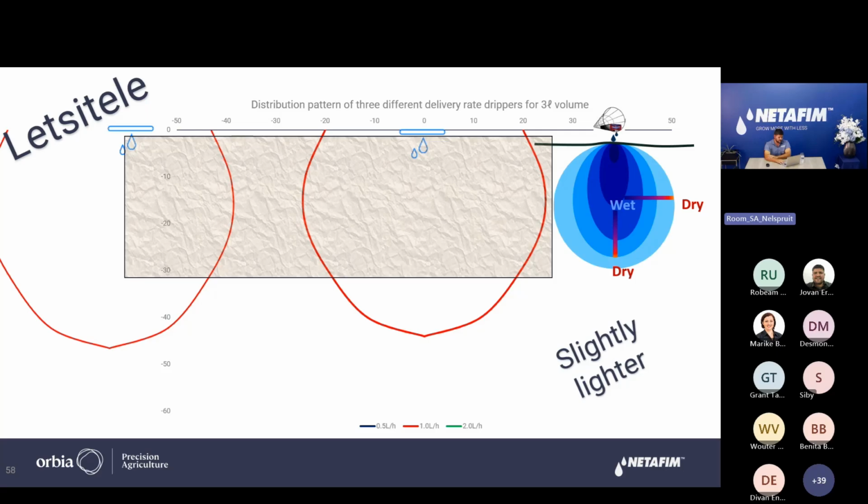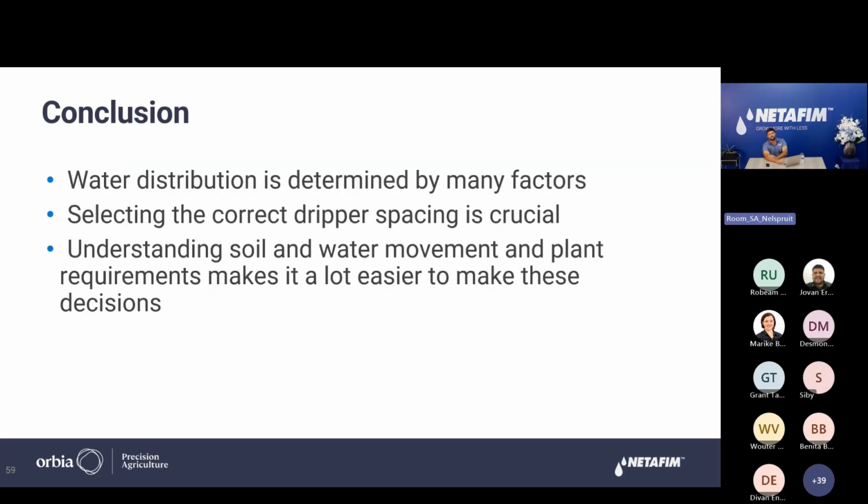Okay, same slide. So in conclusion, water distribution is determined by many factors. Selecting the correct dripper spacing is crucial, and understanding your soil and water movements and your plant requirements makes it a lot easier to make these decisions.